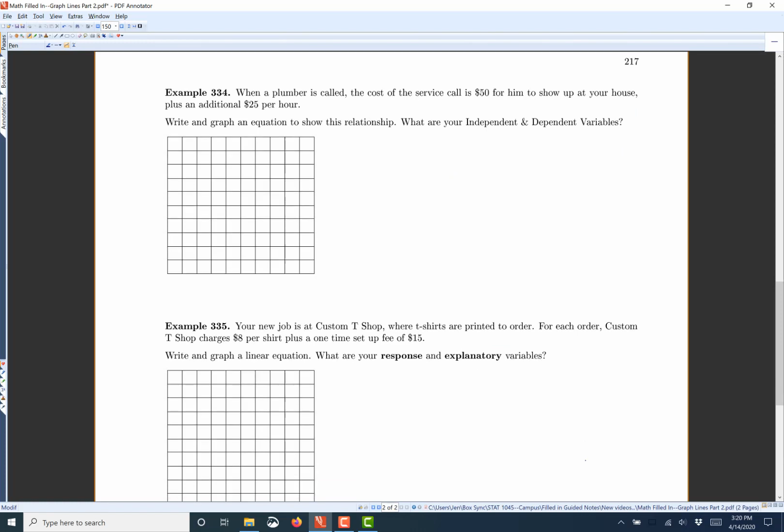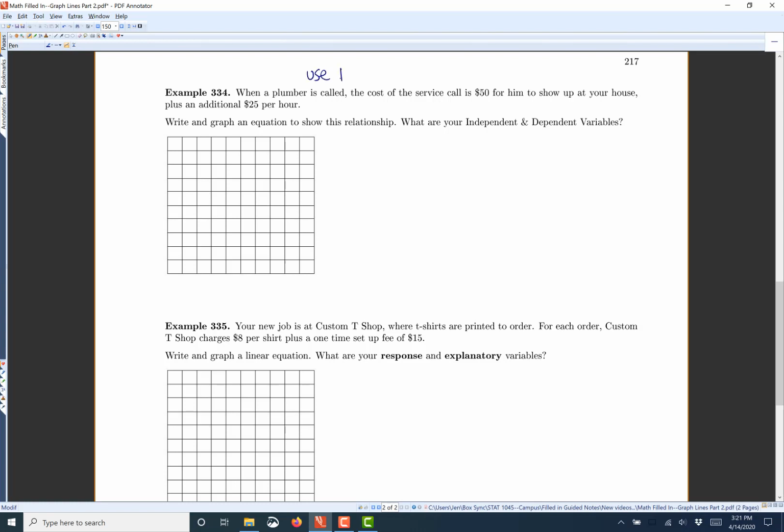These are just a few word problems to help you out with creating equations of lines. So for example, when a plumber is called, the cost of a service is $50 for him to show up at your house, plus an additional $25 per hour. So we want to write and graph an equation to show this relationship. So you need to figure out what are your independent and dependent variables. Now, sometimes there's not a specific way that you would have to do this, but to me, it would make sense that if I know how long he's at my house, I want to find out the cost. So I probably want to use the time to explain the cost.